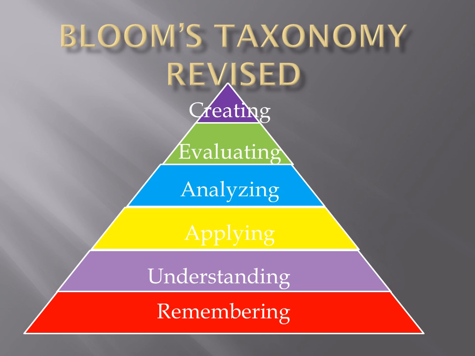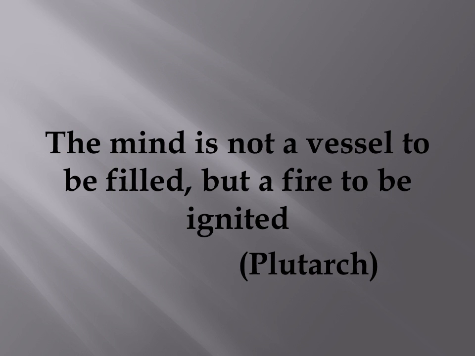And these are the 6 levels of Bloom's taxonomy. We go from lowest to highest. The top 3 are what we refer to as HOTS, the higher order thinking skills. And the bottom 3 are referred to as LOTS, the lower order thinking skills. Hard to say sometimes. I want you to look at this quote real quick.